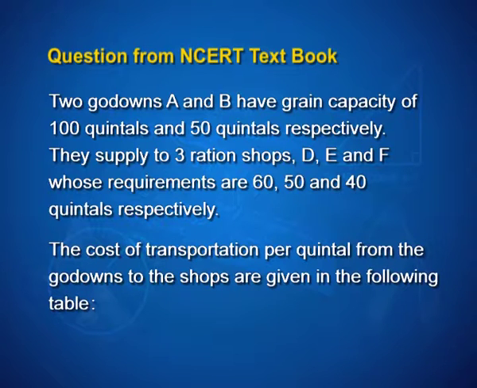It says that two godowns A and B have grain capacity of 100 quintals and 50 quintals respectively. They supply to 3 ration shops D, E and F, whose requirements are 60, 50 and 40 quintals respectively. The cost of transportation per quintal from the godowns to the shops are given in the following table.